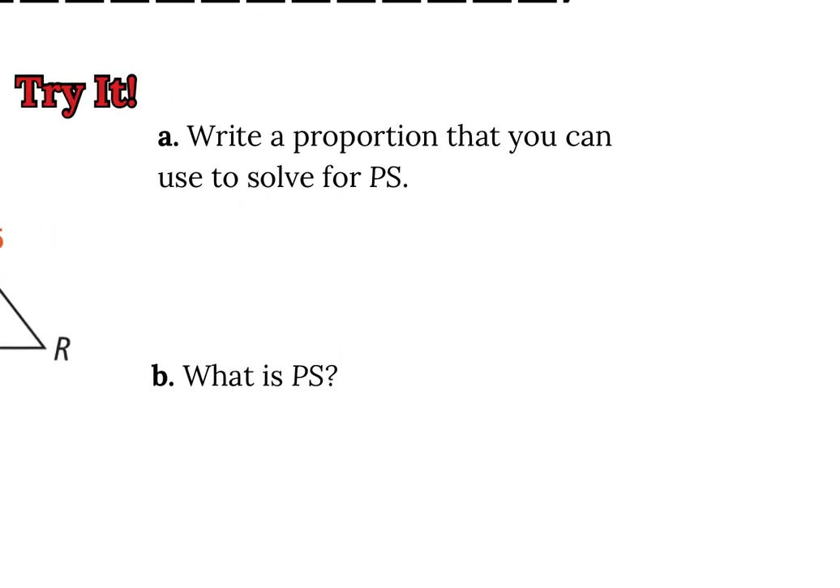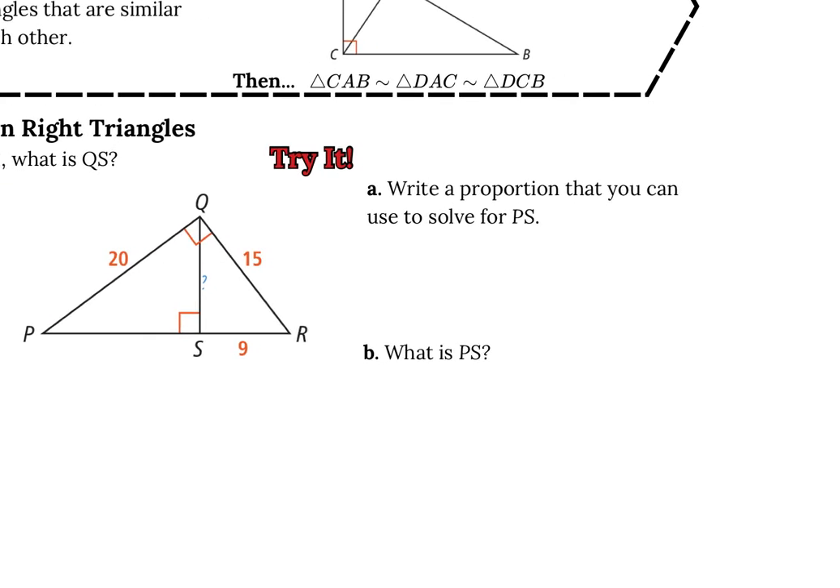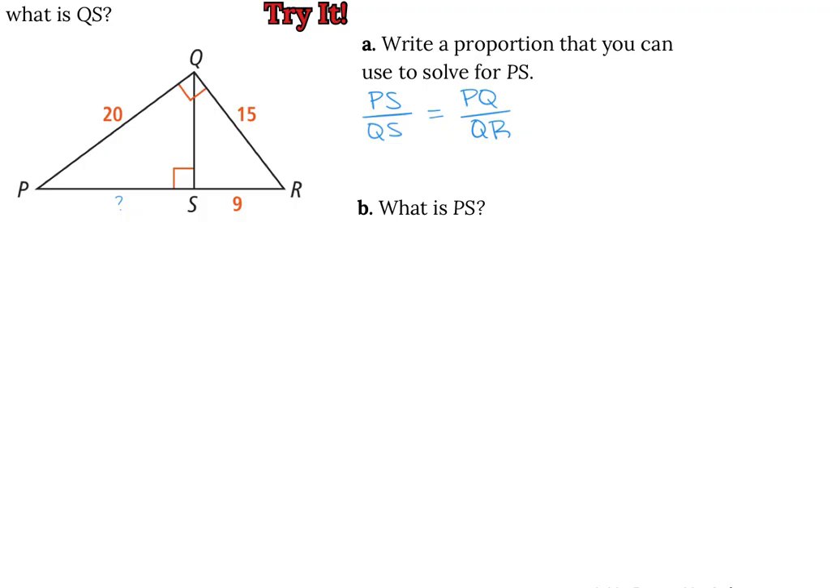All right, A, write a proportion that you can use to solve for PS. So we're trying to find PS now. Okay, so then my similarity, side PS would match up with QS. And then we would have PQ, which would match with QR. Okay, so A, we're only writing the proportion. We don't need to solve. B, we are actually solving it.